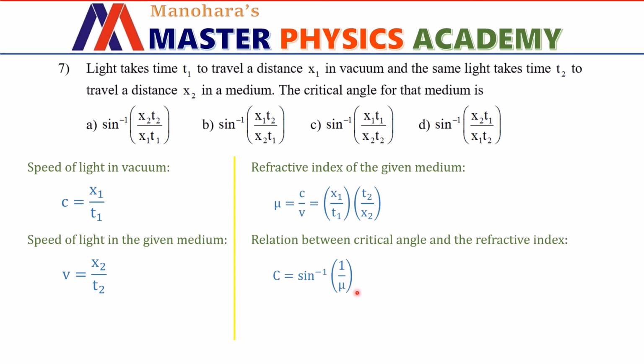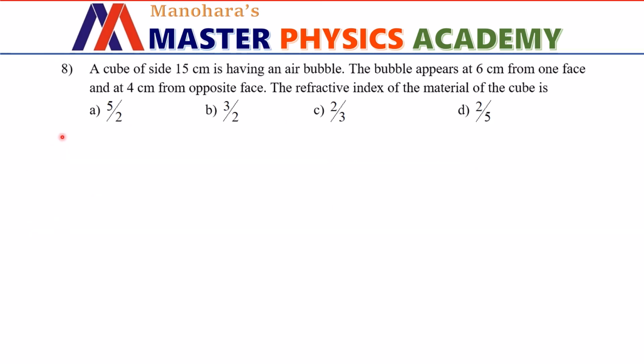Upon substitution, we have critical angle C equals sine inverse of x2 t1 divided by x1 t2, which is given in option D. A cube of side 15 cm is having an air bubble. The bubble appears at 6 cm from one face and at 4 cm from opposite face. The refractive index of the material of the cube is.